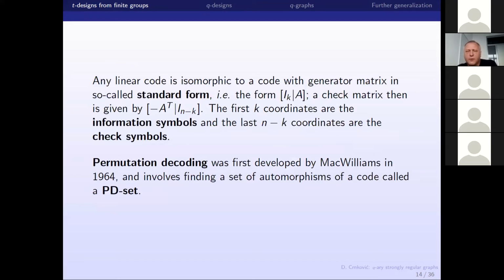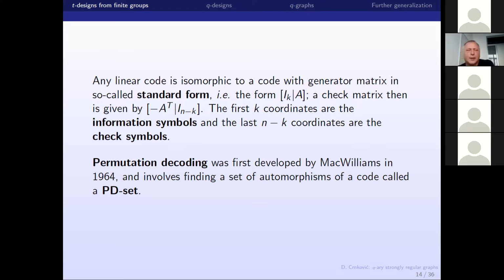Which is important for one kind of decoding, called permutation decoding, developed by MacWilliams in 1964. What is that? Any linear code is isomorphic to a code with a generator matrix in the so-called standard form. So this is that form. The first part is the identity matrix of order k, and then we have some matrix A. The first k coordinate positions are information symbols, and the other coordinate positions are check symbols.